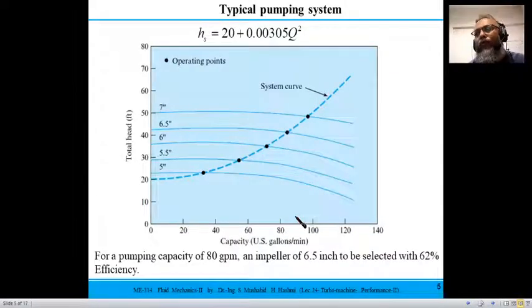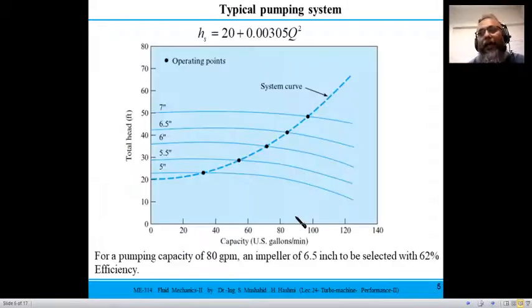So this is what we do: we develop those system curves, and we will be able to select which type of impeller, at the given speed, is suitable for meeting this system requirement.